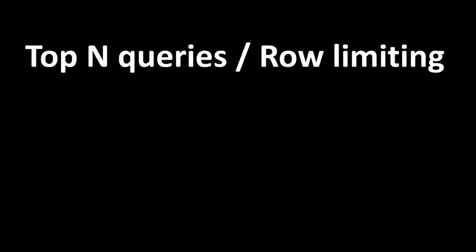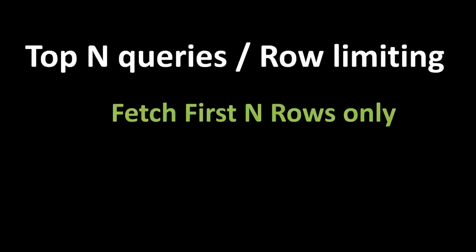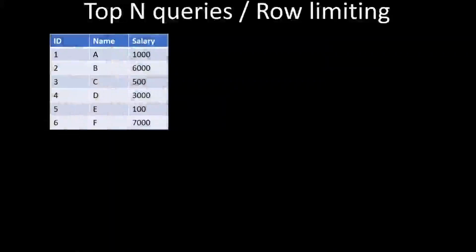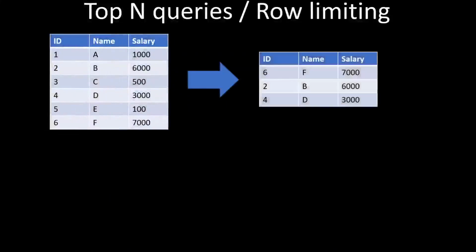Next one is the top-N queries or row limiting feature. This is the syntax: fetch first n rows. N is replaced by the number of rows you want. By using an example, we can understand what exactly it is. Consider an employee table. From this table, I need to fetch the top 3 salaries, that is 7,000, 6,000, and 3,000. We'll see how it can be achieved before 12c and after 12c.